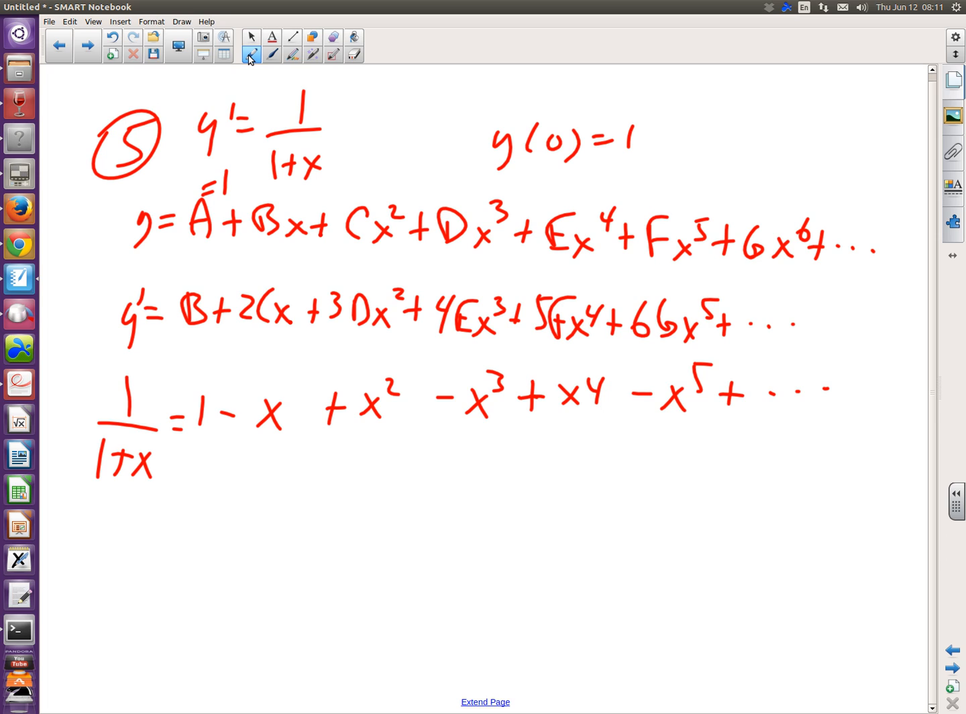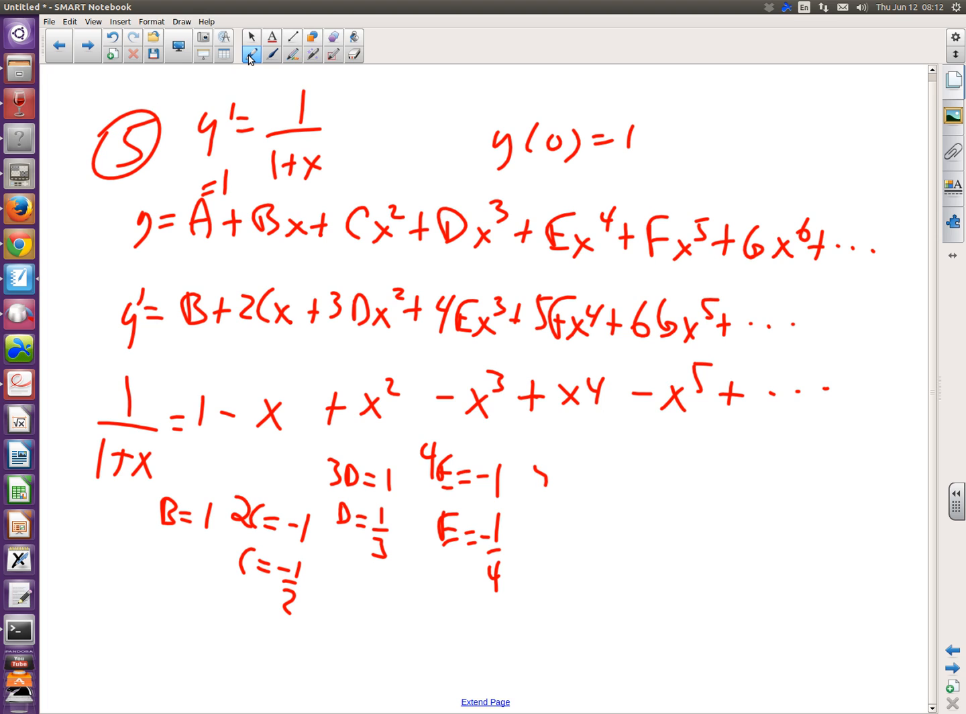Now we're going to equate this series with this series, so clearly b is 1. 2c is negative 1, so c is negative a half. 3d is 1, so d is 1/3. And 4e is negative 1, so e is negative 1/4, and so forth. Well, okay, let's do a couple more. 5f is positive 1, so f is a fifth. And 6g is negative 1, so g is negative a sixth.